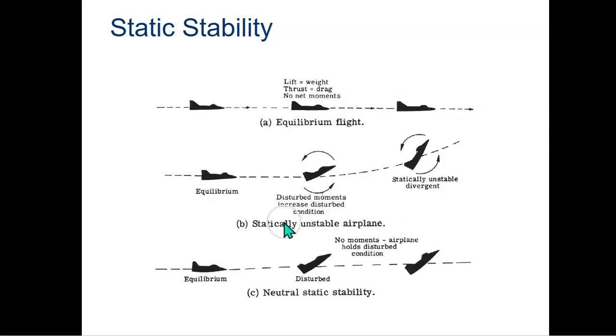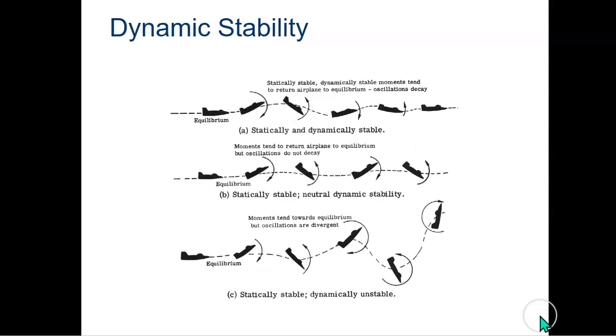And the least desirable of all is statically unstable. And that's where the airplane's flying along. It has a disturbance, and no matter what the pilot does, they can't get the airplane back under control. Those are the kinds of stability we needed to talk about. Okay, good. Moving on. And here's some more of those, and it's just variations on the same thing.